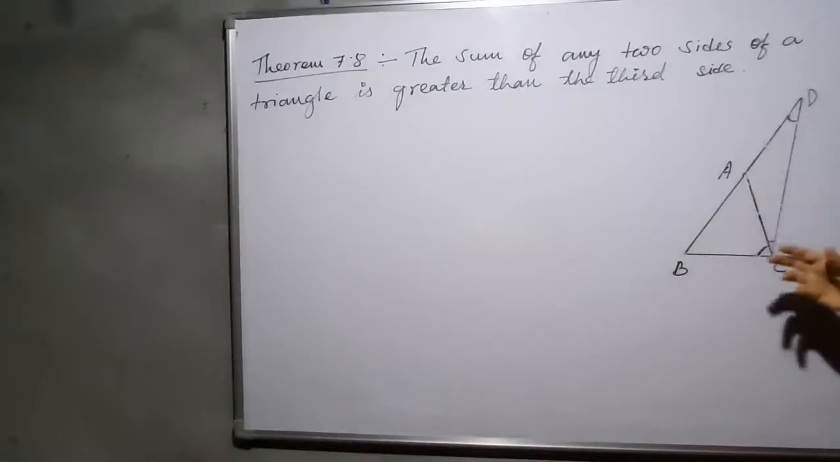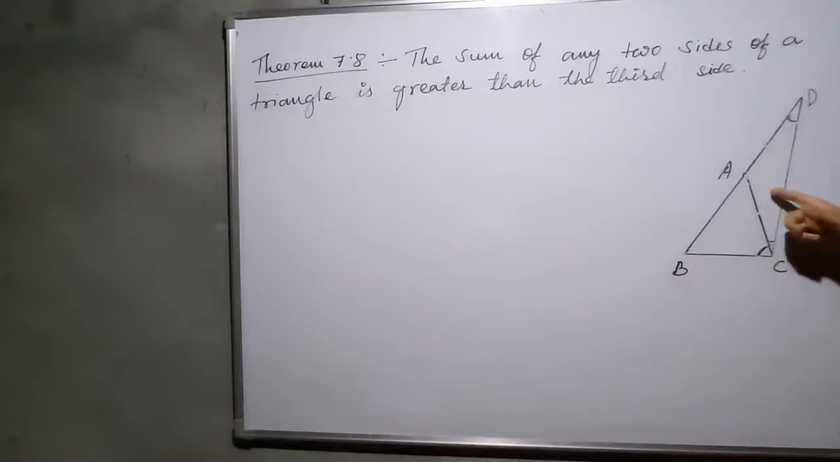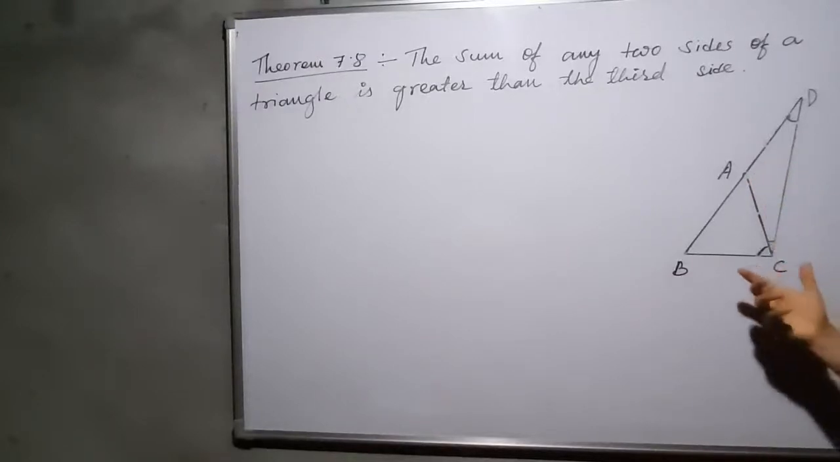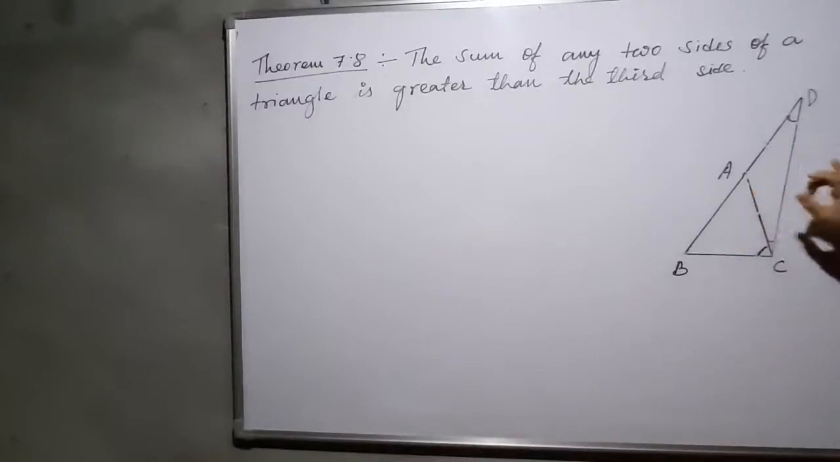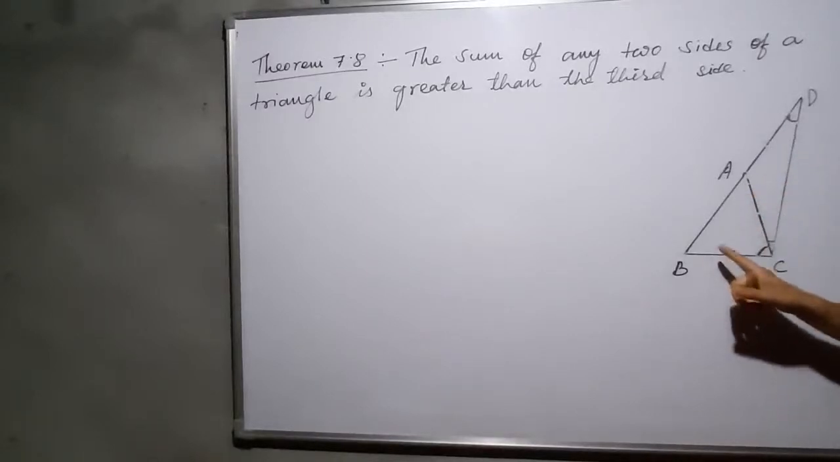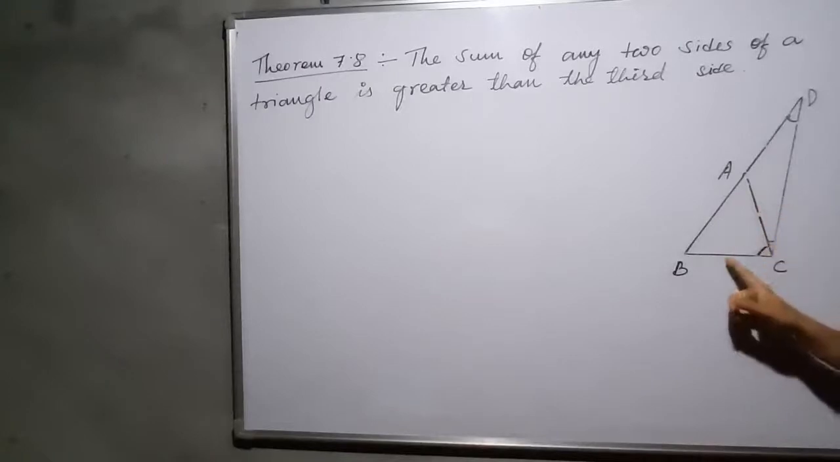Now this BD can be written as AB plus AD. Now this AD can be written as AC. That means we can write in this triangle, AB plus AC is greater than BC.